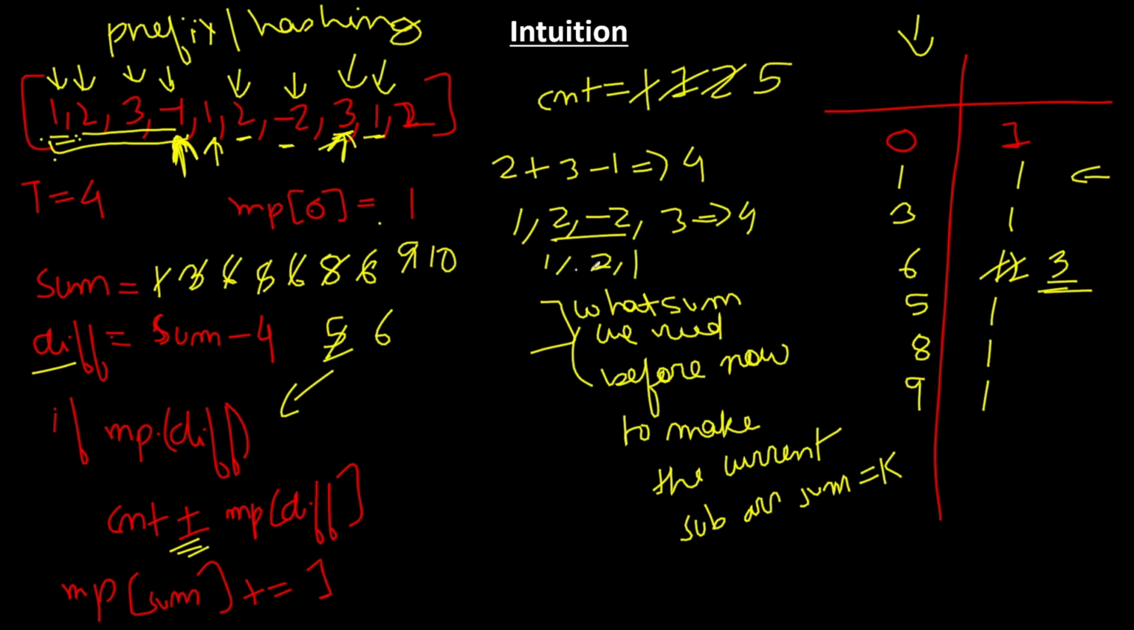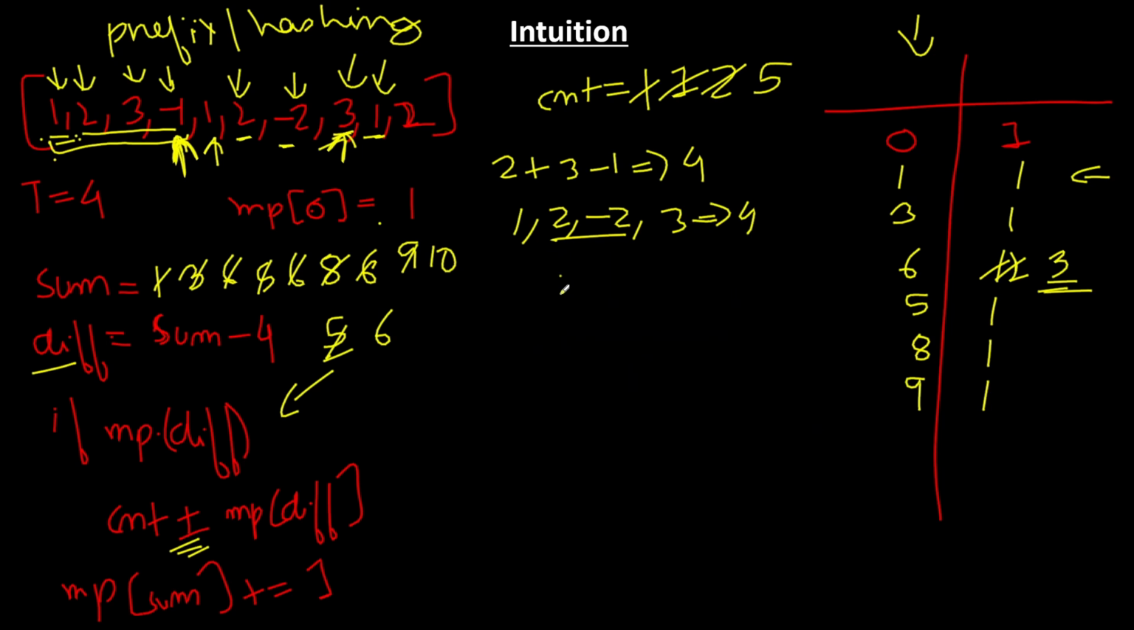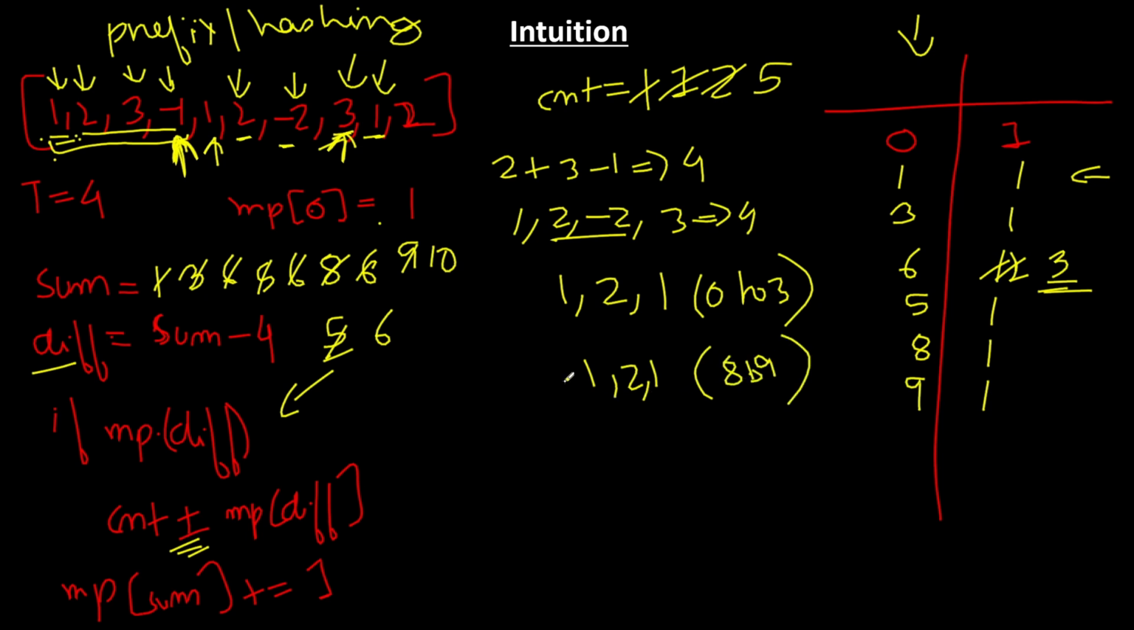1, 2, 1, and we clear this up. 1, 2, 1 from index 0 to 3. Another 1, 2, 1 is there, which is from 8 to 9. Fine. And 3, comma 1 is there from index 7 to 8. Fine. This one. And this index, if you are not able to look it out, it is from 1 to 3. And this one is from 0 to 3.